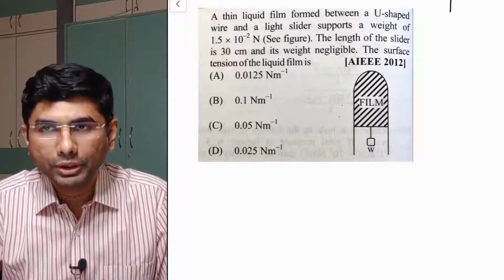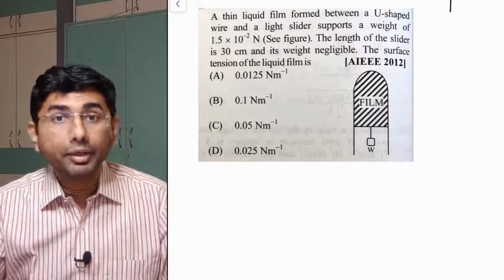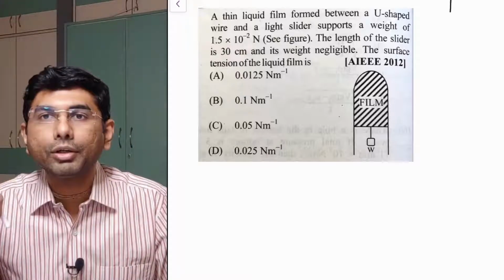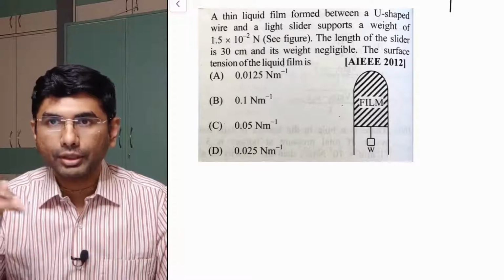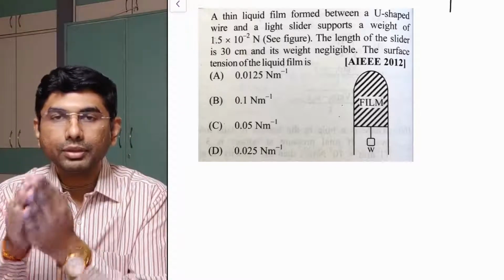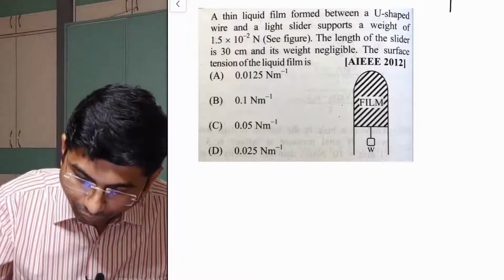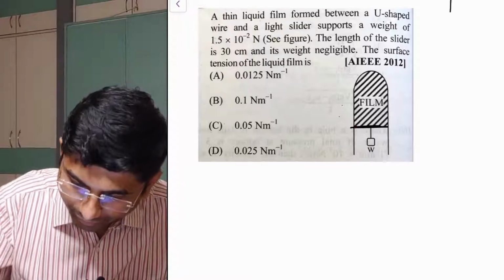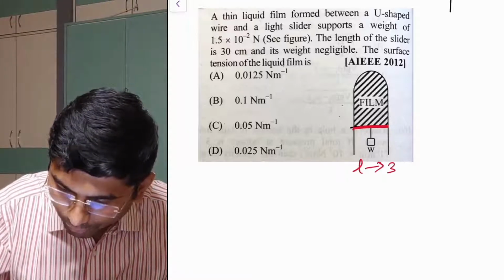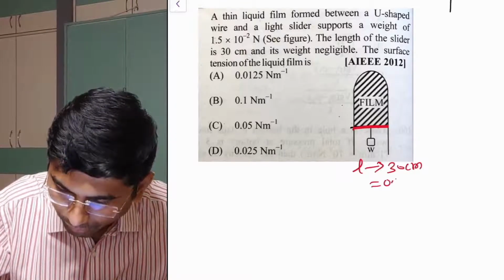Again, the same kind of question is being asked. It's a liquid film. As soon as the liquid film is given, it's for sure that the length I have to take is twice L, because the length will be from the above surface and the down surface, from both the surfaces of the film. Now this length is sliding. The length L given to us is 30 centimeter. 30 centimeter is 0.3 meter.